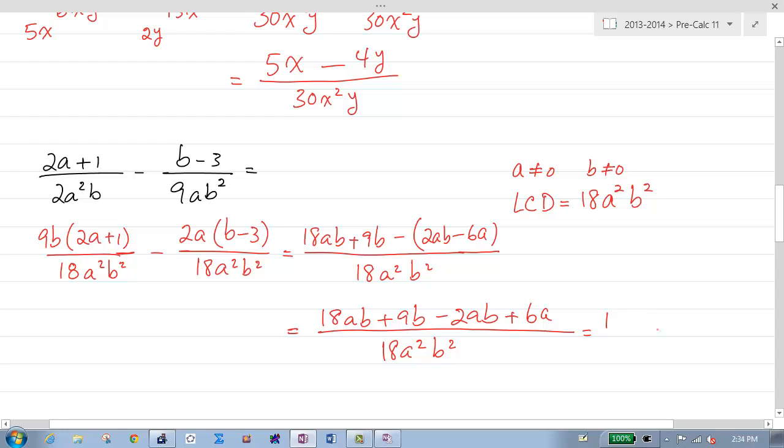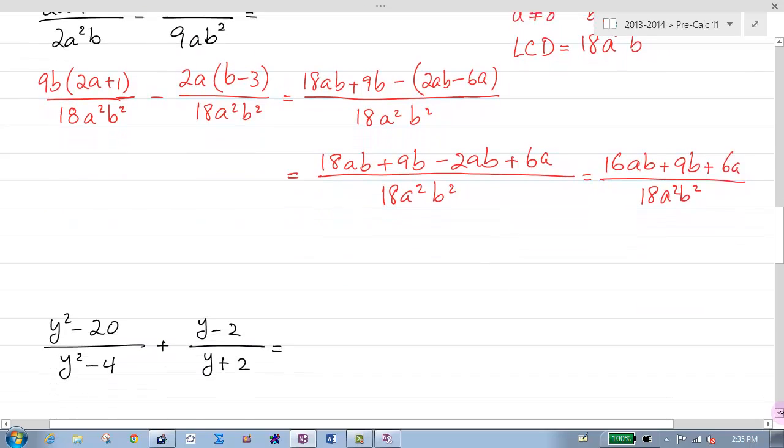I end up with 16ab. And the numerator of the first one will be x plus 4 minus x plus 1. I'm going to factor the denominator. I'm going to take out the GCF first. 2 is the greatest common factor. I'm going to take that out. This becomes x squared minus 4x plus 4. Good. Okay. Thank you.